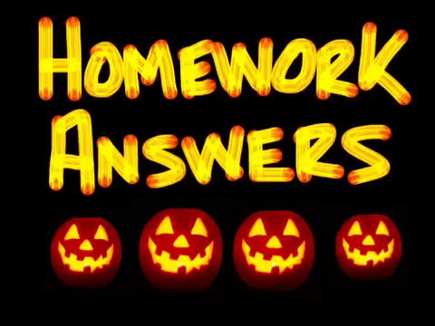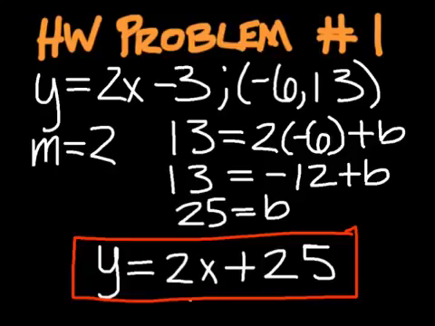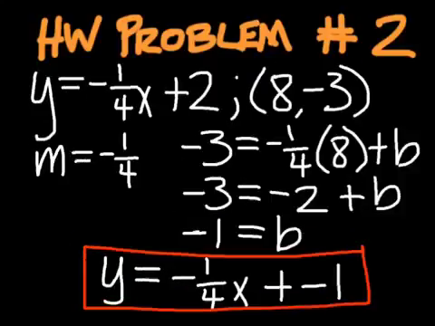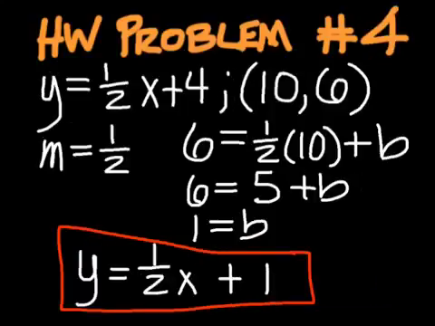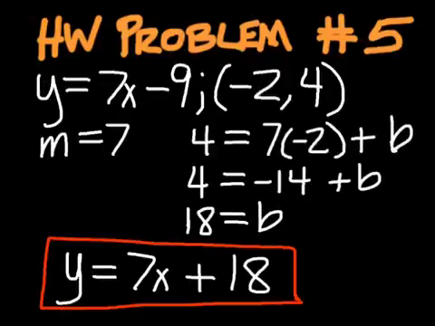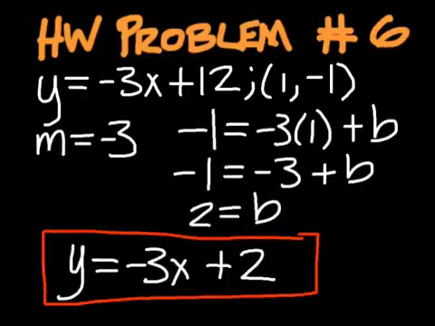Okay, homework answers. Go ahead and bring up 1 through 3. Number 1 should be y equals 2x plus 25. Number 2 is y equals negative 1/4 x plus negative 1, or minus 1. And number 3 is y equals negative 5x plus negative 3. Number 4 is y equals 1/2 x plus 1. Number 5 is y equals 7x plus 18. And number 6 is y equals negative 3x plus 2.